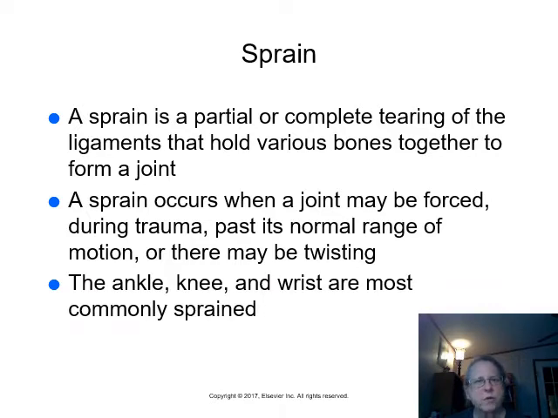A sprain can occur when a joint is moved further than it can handle, forced during trauma, during a fall, past normal range of motion. There may be some twisting as well, like going down the stairs and twisting your knee or ankle. The typical areas commonly sprained are the ankle, knees, and the wrist.